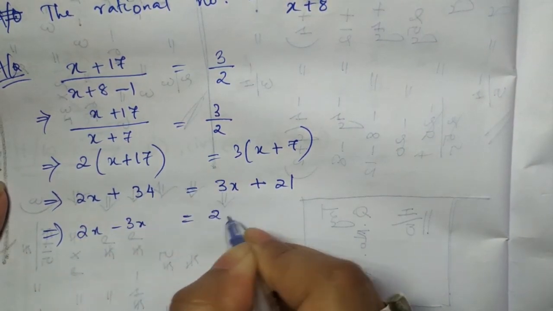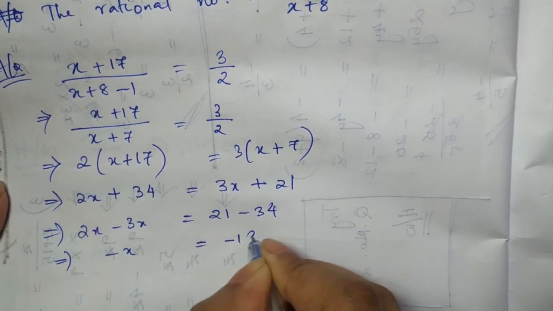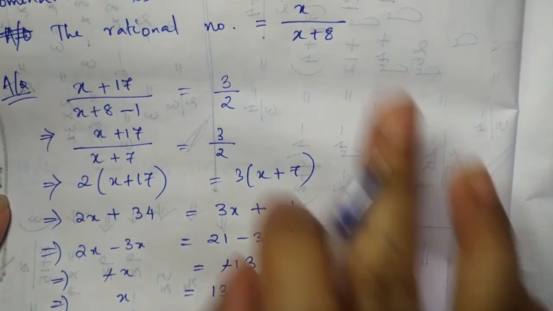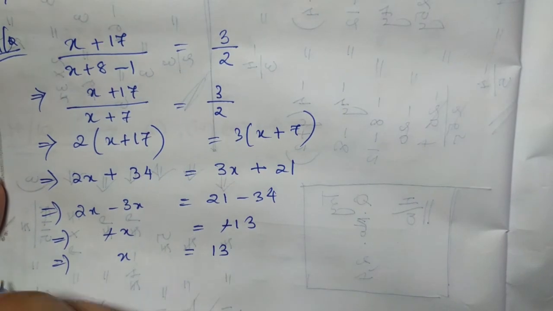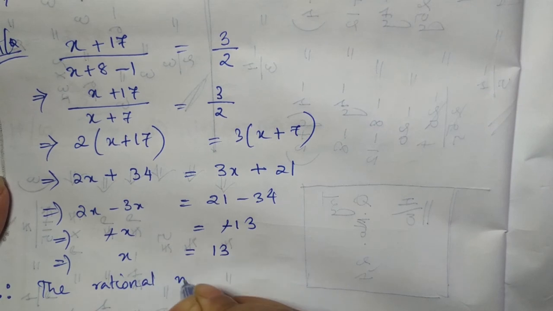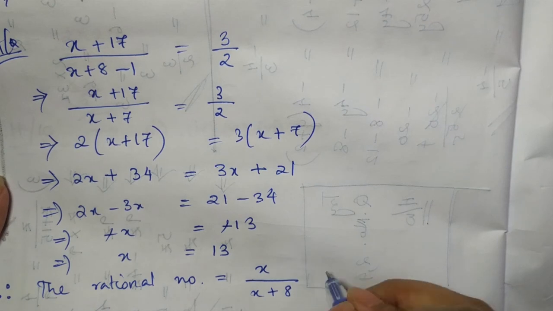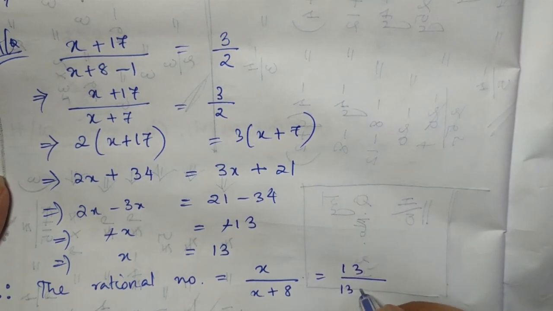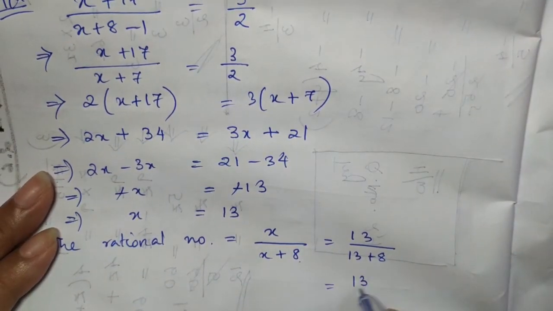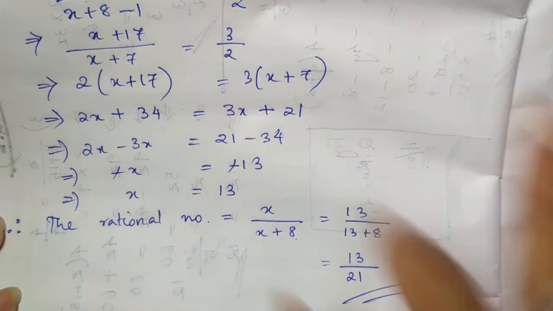Then 2x minus 3x equal to 21 minus 34. This implies minus x equal to minus 13, which gets cancelled. This implies x equal to 13. So if I have x, I can find out the rational number, right? Therefore the rational number is equal to x by x plus 8, which will be equal to 13 by 13 plus 8. 13 plus 8 is equal to how much? 21. So 13 by 21, this is my answer.